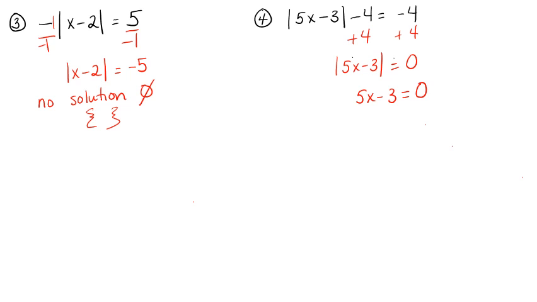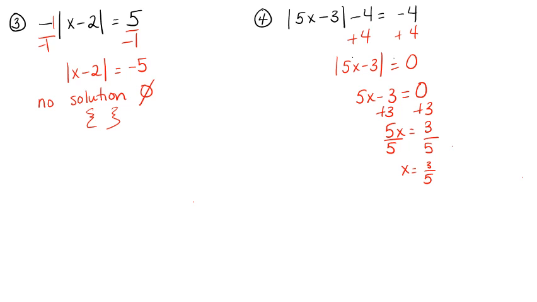So I just solved that equation. I'm going to add 3. I get 5x equals 3. Divide by 5. And I get x is 3/5. Right, that's the one solution that works in this equation because there's only one number that has an absolute value of 0.